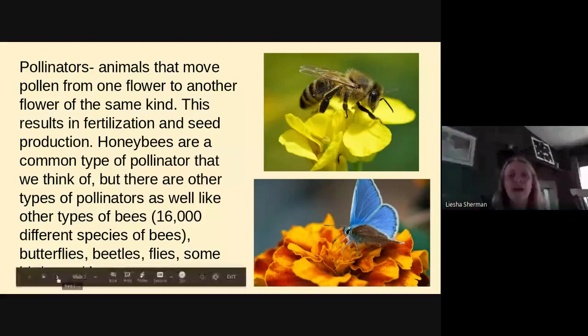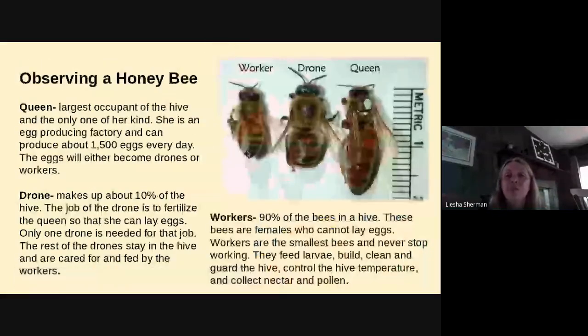We are going to concentrate on honeybees. So here are some pictures of some honeybees. This is the worker bee, the drone bee, and the queen bee. And you can see they look a little bit different. The queen is the largest occupant of the hive and the only one of her kind. Every hive only has one queen. She is an egg-producing factory and can produce 1,500 eggs every single day. The eggs hatch and either become drones or workers, but there won't be another queen.